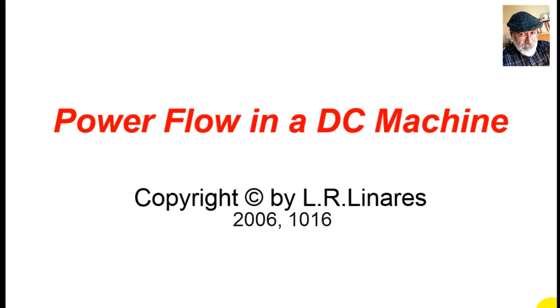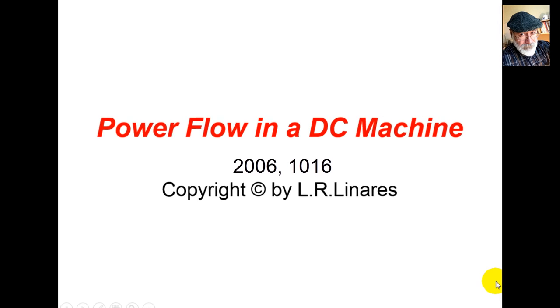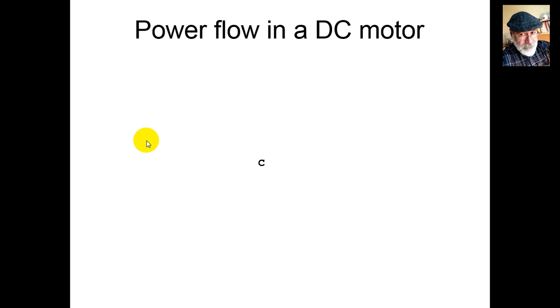And now we talk about power flow in a DC machine. Motor, you mean? No, machine. It could be a generator, and sometimes it will be a generator. Electric power? No, power in general. You see, we talk of electric power on the electric part of the machine and of mechanical power on the axle of the machine. In a DC motor, the power flows like this.